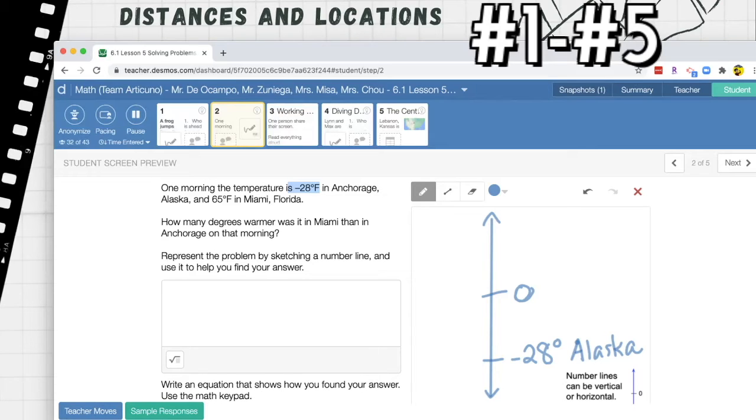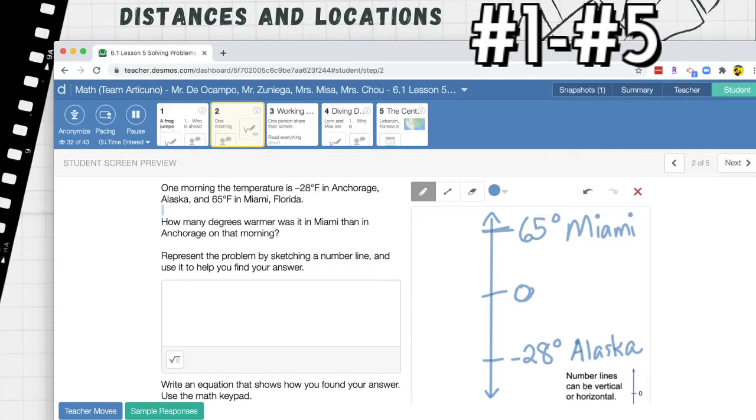Now, notice that I'm not counting to -28. I'm not counting by 2s, I'm not counting by 10s, I'm not counting by anything. I just decided, hey, let me just put it here. Okay? And then same thing over here. I'm just going to say 65 is over here. I didn't measure it. I didn't count by 5s or anything. Okay. Here's Miami.